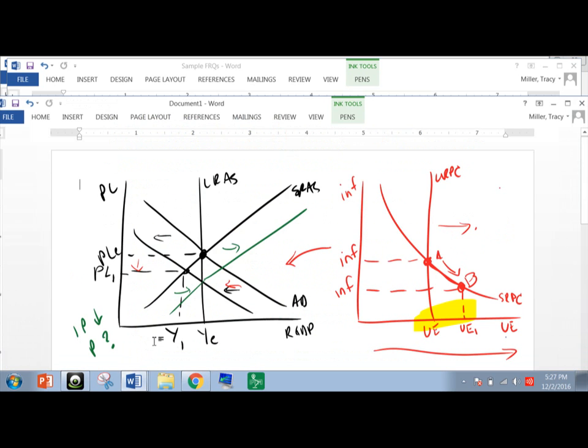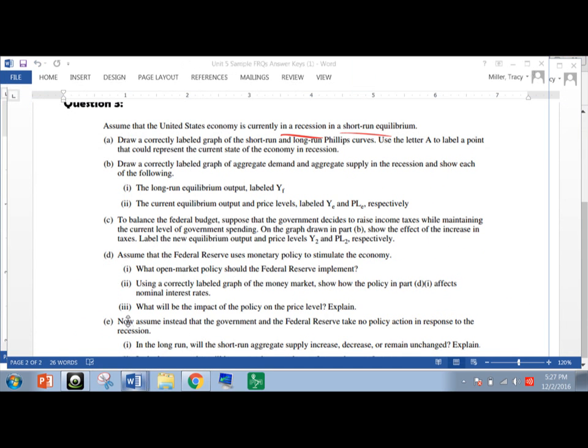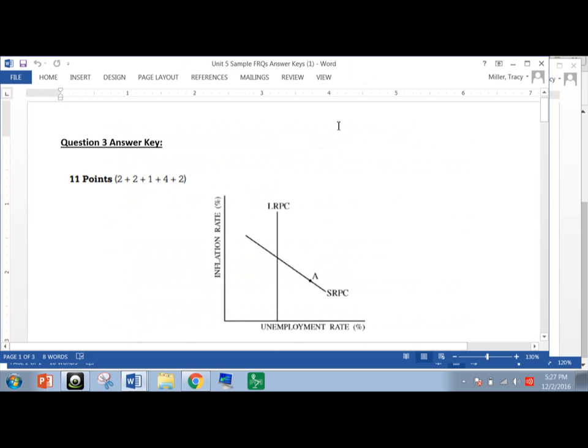So if we look over at the rubric, that's my old question. Let's get the right document here. We will see that the long-run Phillips curve should be intersecting at a place that would represent full employment. And then because the economy is in a recession, we would also see a point to the right of the long-run and short-run intersection. So just remember, recession to the right.